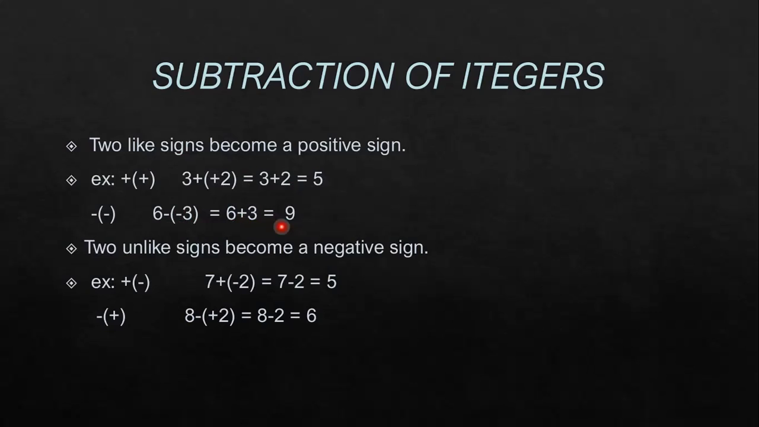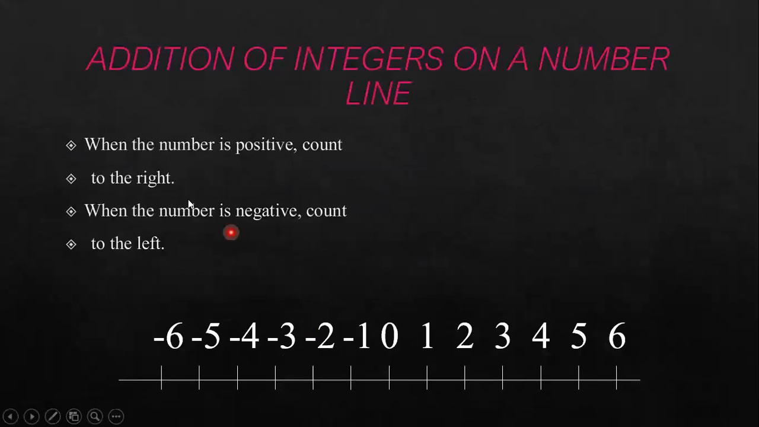So with two positive numbers, if you subtract, you will get positive only. With two negative numbers, if you subtract, also you will get positive only. Suppose one is positive and one is negative, two unlike signs. 7 minus of -2 means 7 minus 2, 5. 8 minus of +2 is 8 minus 2, 6. So this is the way you will add or subtract integers.